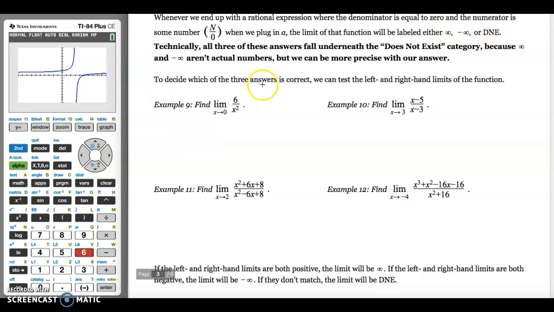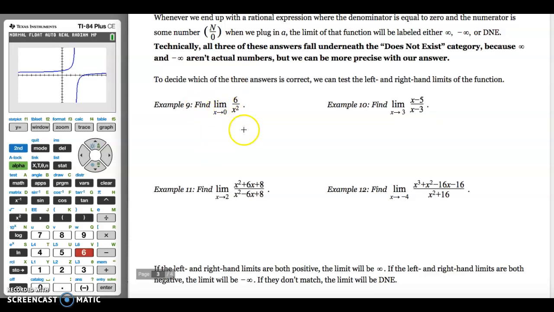So to decide which of the three answers is correct, we test the left and right hand limits of the function, because that's what we needed to do over here, right? We needed to see whether the left and right hand limits match. And to do that, we're going to pick numbers that are very, very close to 0 from the left and the right, and we're going to plug them in here.